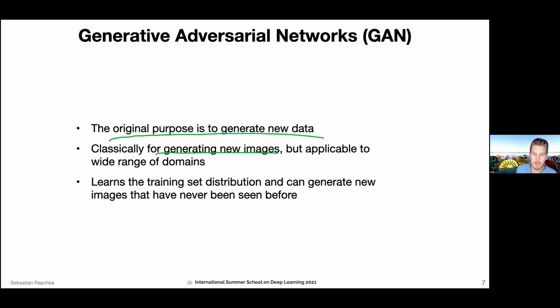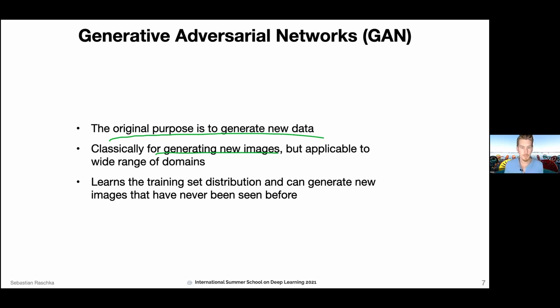For example, like Jacek mentioned, I work on problems related to computational biology. And one example there would be to create new molecules. So we can also develop GANs for, let's say, graph structured data to create new molecules, or we can also think of more general, just generating new types of data.